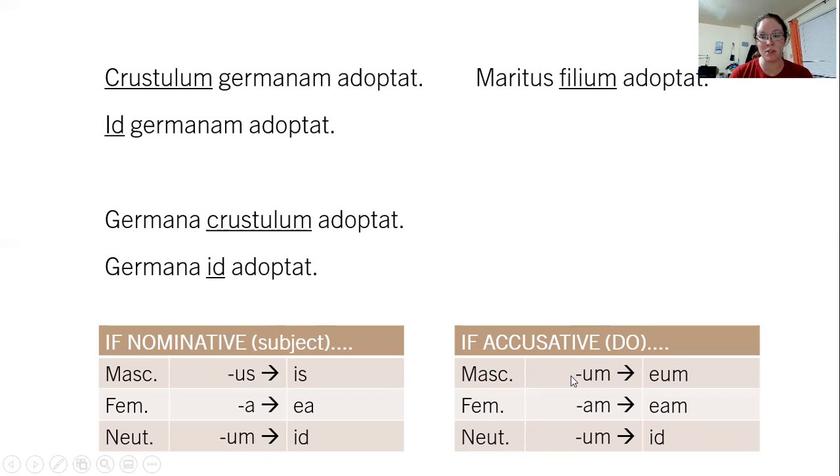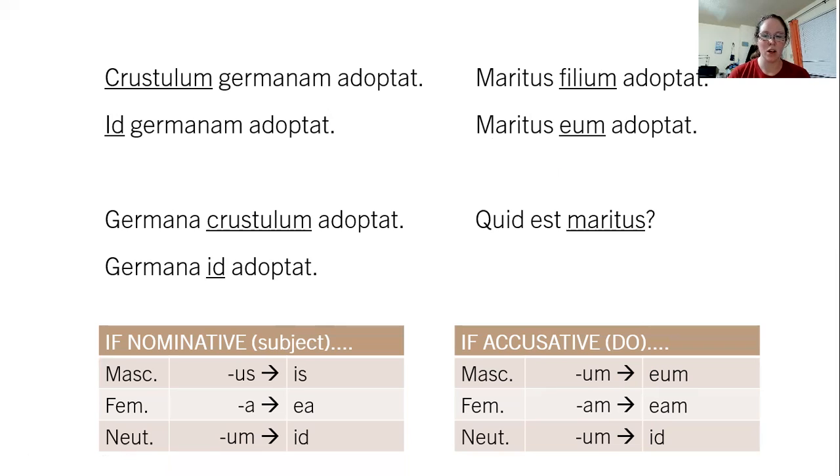Now you need to apply this. We know it's accusative, but we have to know if it's masculine or neuter. Filius is a son, so it's going to be masculine. Also, I just told you a few minutes ago, the only neuter word that we're using in this unit is crustulum, and this is not crustulum, so it cannot be neuter. So maritus filium adoptat, we look at the masculine, and it becomes eum. So maritus filium adoptat, the husband adopts the son. Maritus eum adoptat, the husband adopts him.